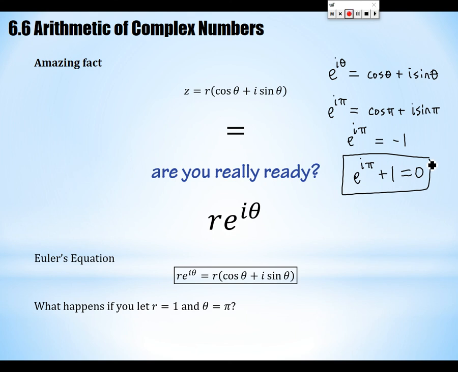And if you're looking for an excellent first tattoo or something, I mean, come on. Look at that. All five of the most important mathematical constants in one small location.